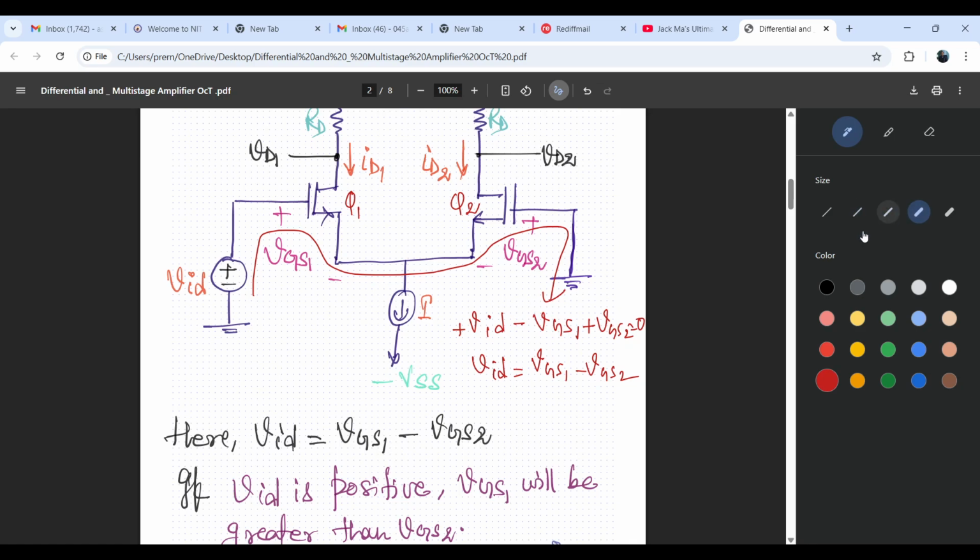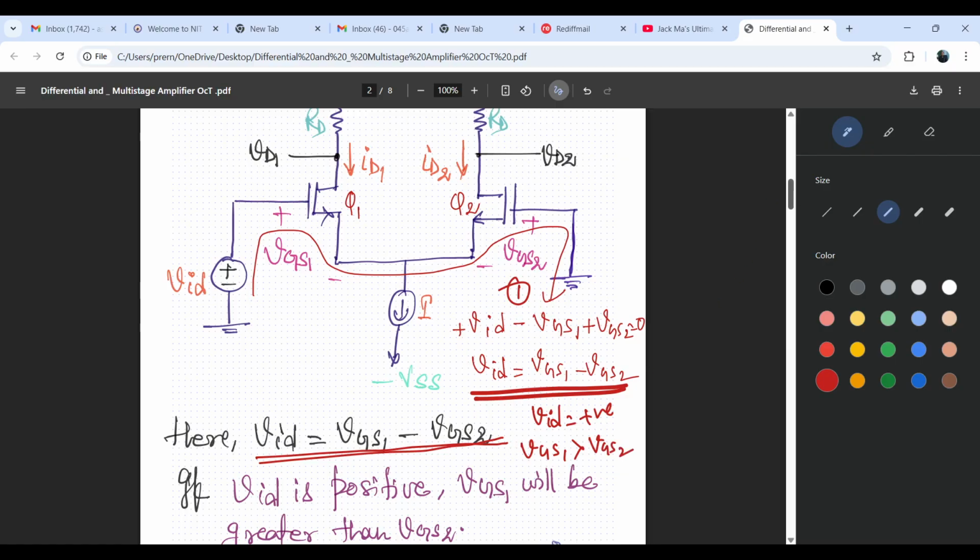Is this line okay? The differential voltage VID is the gate to source voltage of this one minus this one, which can be easily obtained by using Kirchhoff's voltage law in this loop. If the differential input voltage VID is positive, it means VGS1 is greater than VGS2.